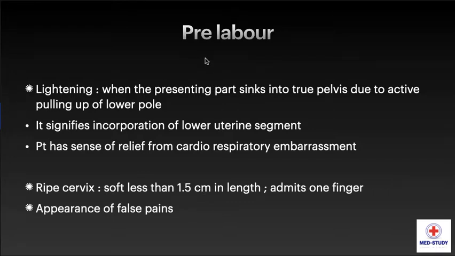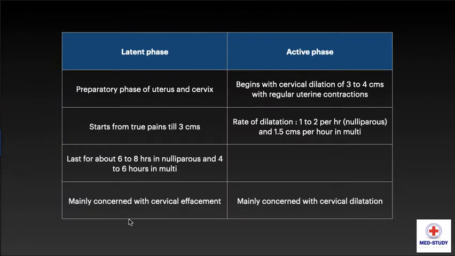Now pre-labor. It is associated with lightening, when the presenting part sinks into the true pelvis due to active pulling of the lower pole. It signifies incorporation of the lower uterine segment. Patient has a sense of relief from the cardiorespiratory embarrassment. Ripening of the cervix: soft, less than 1.5 cm in length, and admits one finger. And there is appearance of false pains.